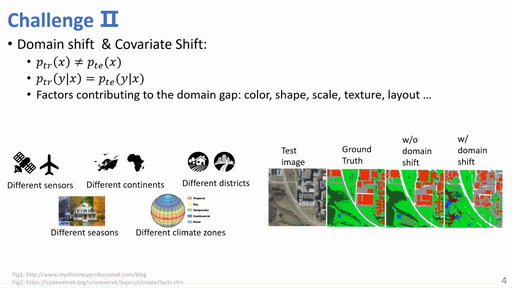The second major challenge is that remote sensing images more easily encounter domain shift problems. These problems arise due to various reasons, such as differences in sensors, geographic locations, or distance between the training and the testing datasets. The figure in the lower right demonstrates how the model's performance is adversely affected when there is a domain gap compared to when there isn't. It's evident that the model performs poorly in the presence of a domain gap.